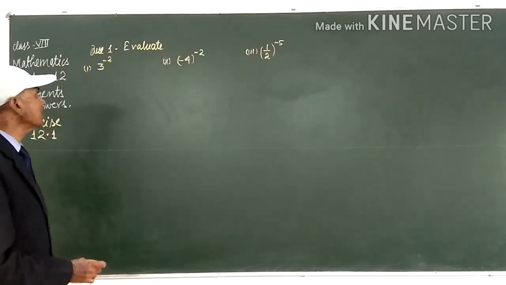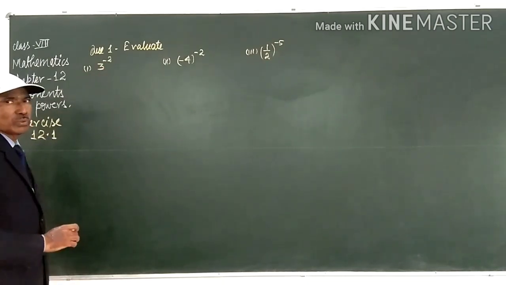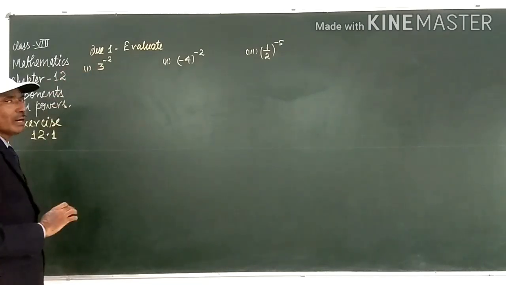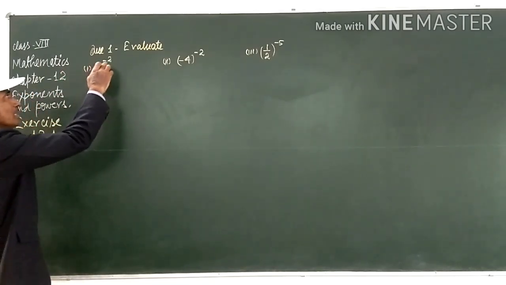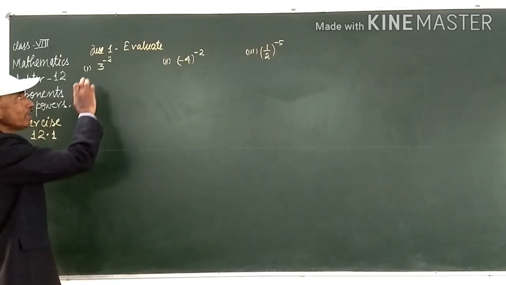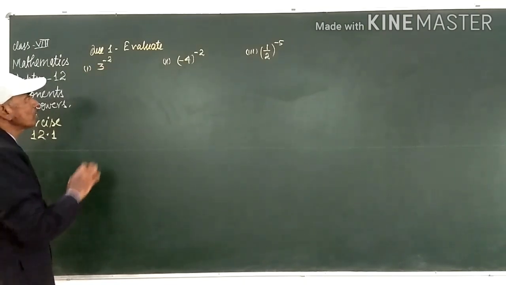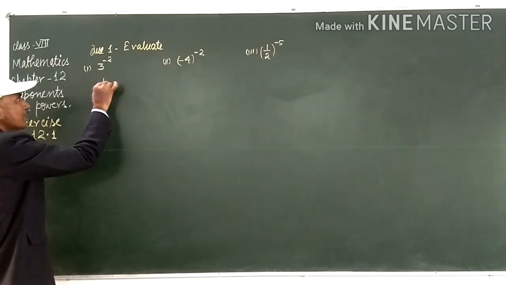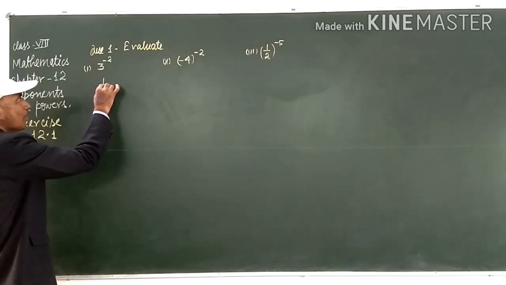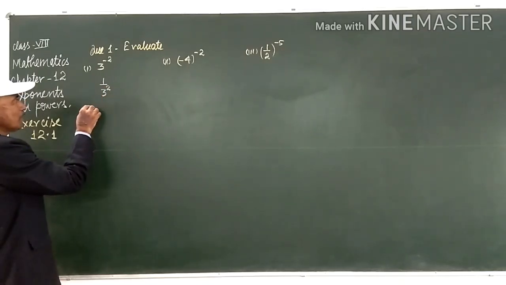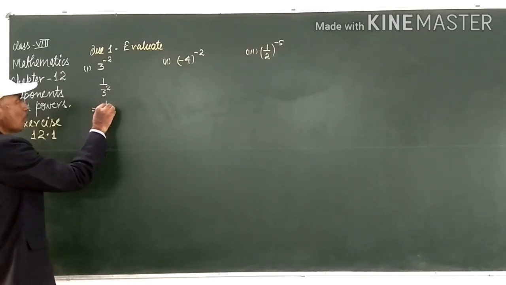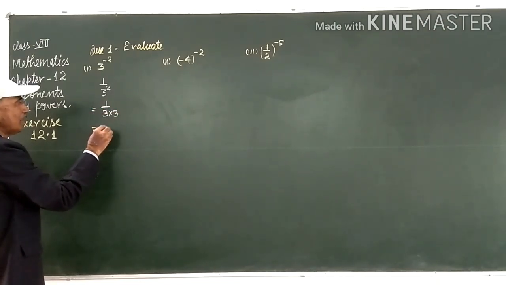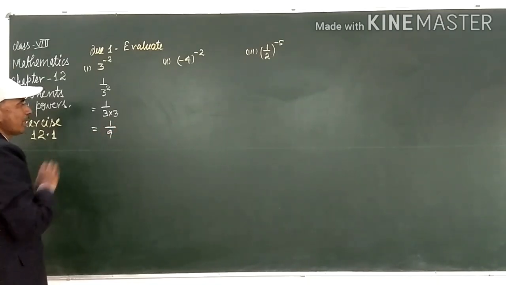So the first one is 3 to the power minus 2, or 3 raised to the power minus 2. You have to find out the value of this number. So students, there is a negative exponent, negative power. So you have to write this like this: 1 by 3 to the power 2. It means you will write 1 by 3 into 3, and it will be 1 by 9.